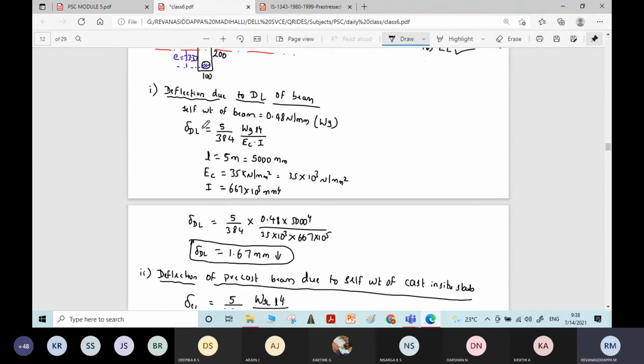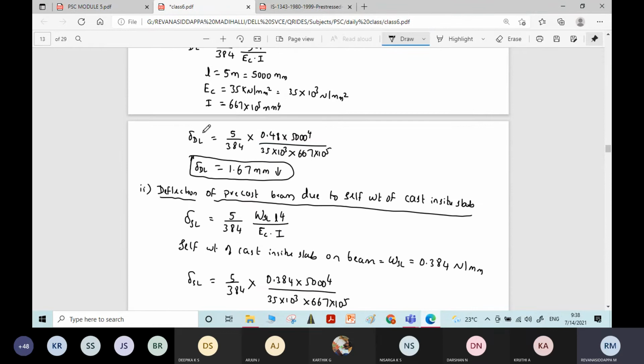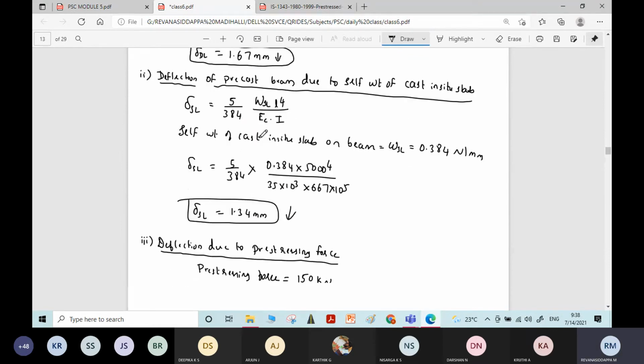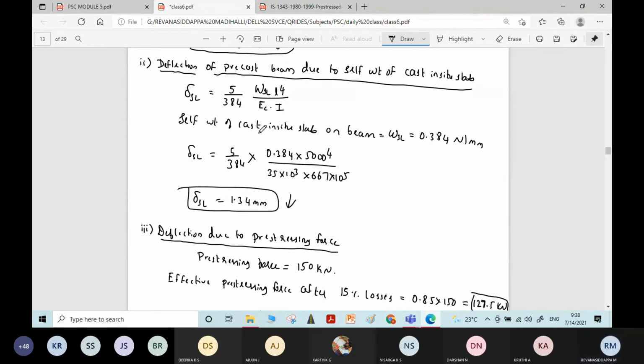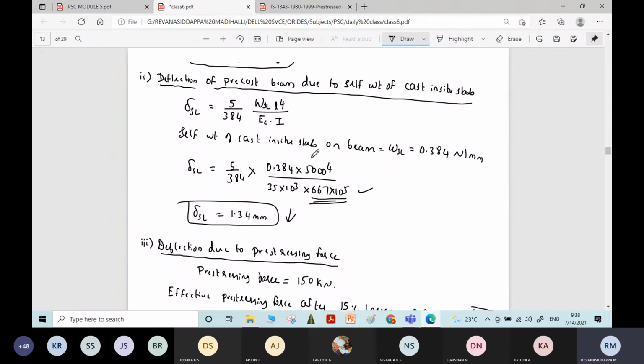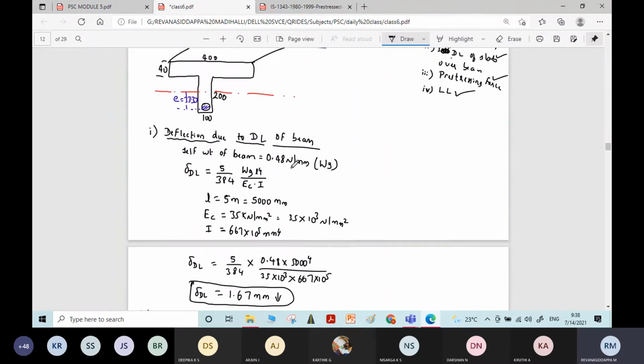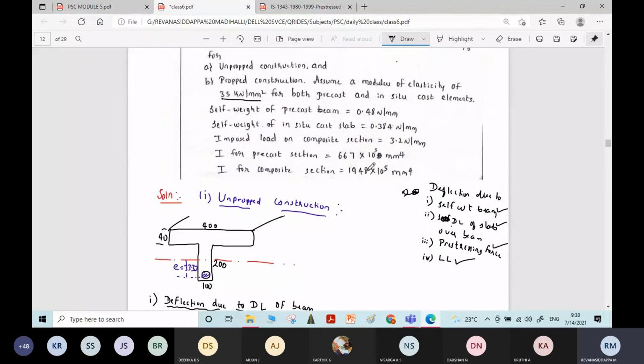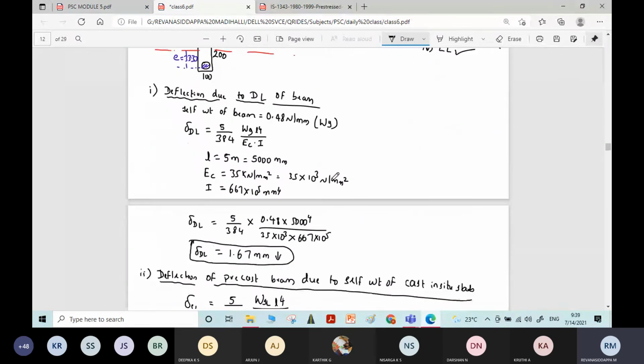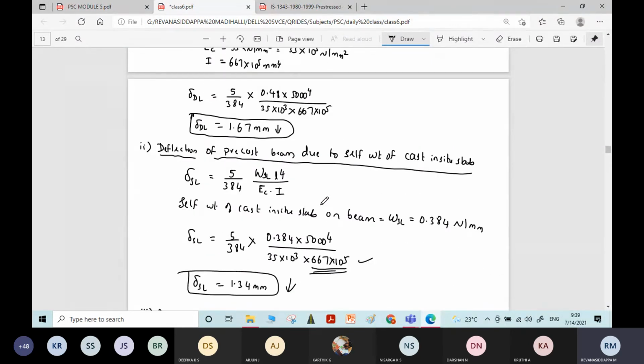Okay, therefore, while finding the deflection due to the slab, we need to substitute the full moment of inertia, that is 1948, instead of the moment of inertia of the beam alone. The same procedure we have followed while finding the stresses for unpropped and propped.